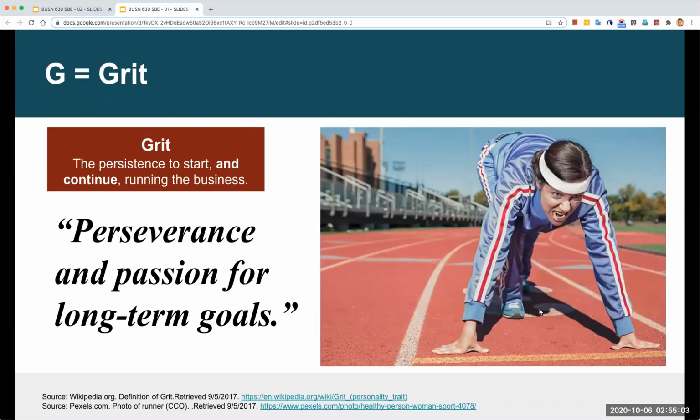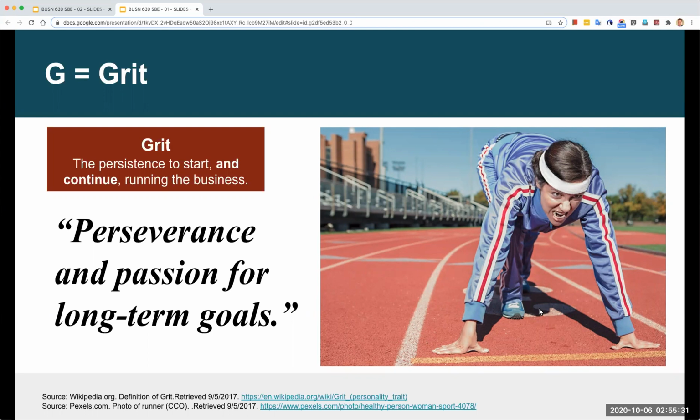Let's go into a bit more detail. G.R.I.T, what does that mean? It's the perseverance and passion for long-term goals. And we show an image here of somebody on the track, about to run a lap, really determined to get up and go again. Okay, so long-term goals are very, very important, and oftentimes we struggle.